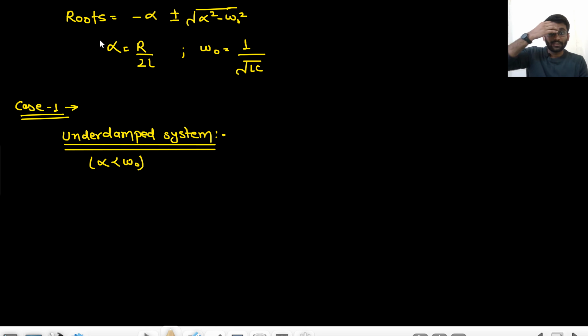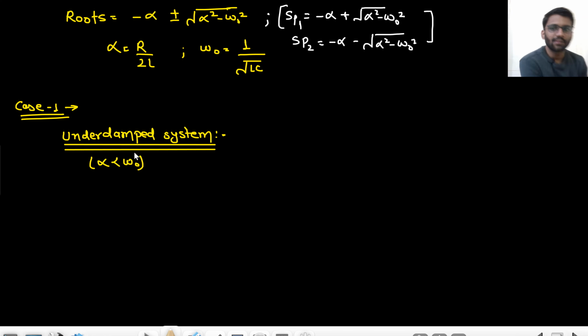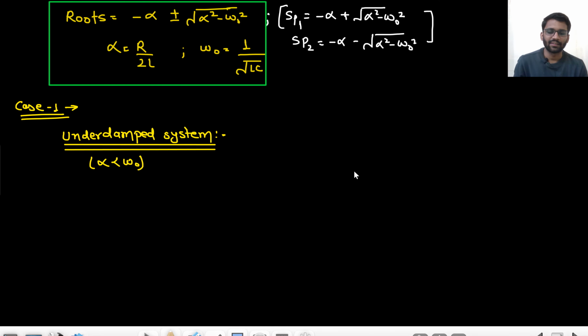So basically there are two roots. S1 is minus alpha plus root of alpha squared minus omega squared, and S2 is minus alpha minus root of alpha squared minus omega squared. And alpha value is R by 2L. You have to remember this. For a series RLC circuit, alpha is R by 2L and omega naught is 1 by root LC. The roots are minus alpha plus minus root of alpha squared minus omega squared. Because in parallel RLC alpha will be changed, while omega naught will remain the same. So for a series RLC, alpha is R by 2L.